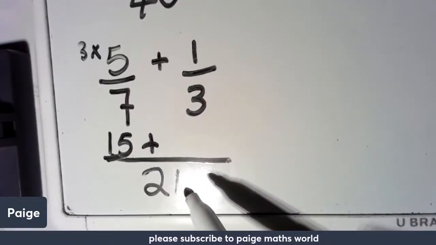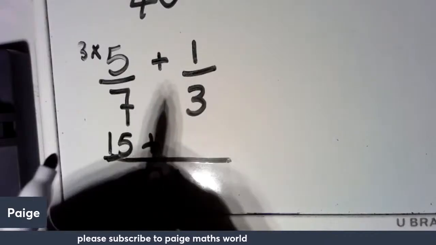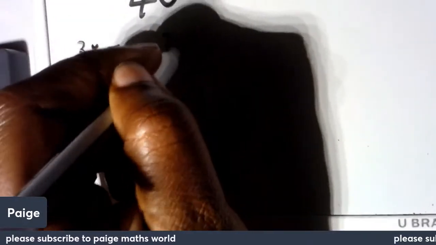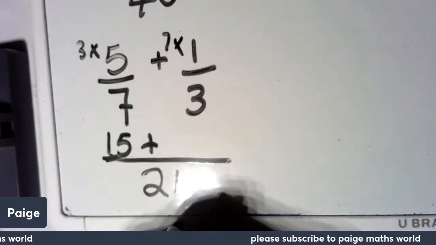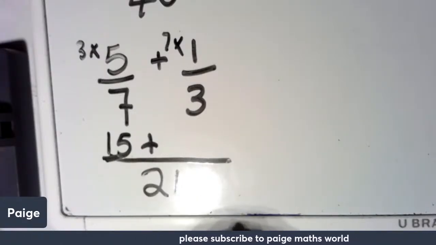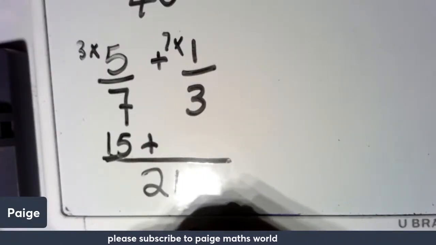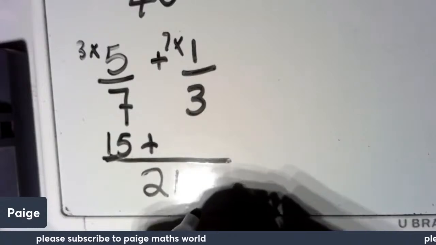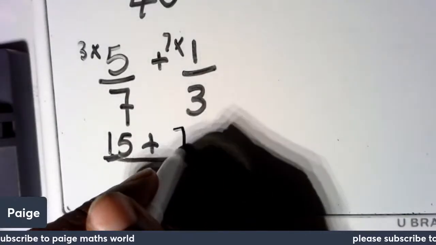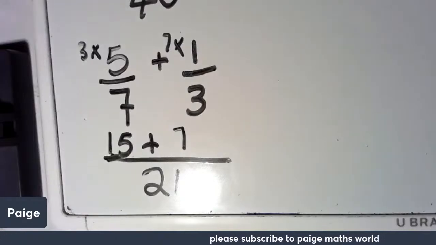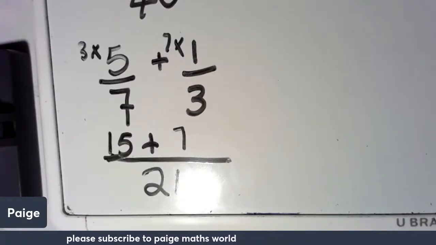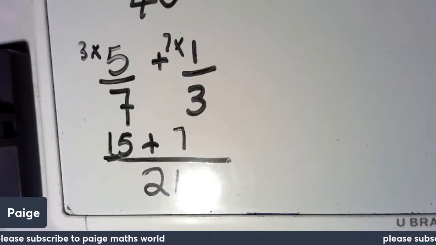3 into 21. Thank you, Tommy. 7. 7 times 1. You don't need a calculator for that, Ray. 7 times 1. 7. All right. So 15 plus 7. 23? Or did you get 23, Ray? 22.